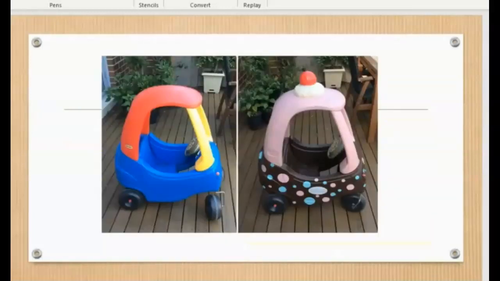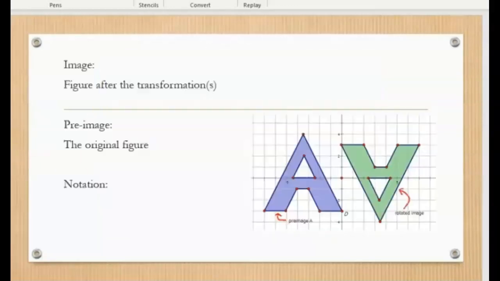Here's just a little example I found on Google. Someone took this old school Little Tikes car and they transformed it. So this is a funny example of transformation. Of course, it's not exactly mathematically accurate because they did some painting and such. But if we think about this as just shifting to the right, that would be an example of a translation. I definitely like the second car better. It's very jazzy. I like the cherry on top. It's cute.